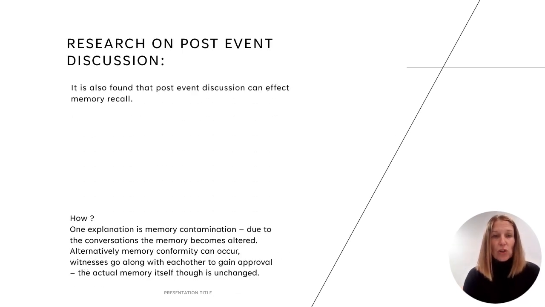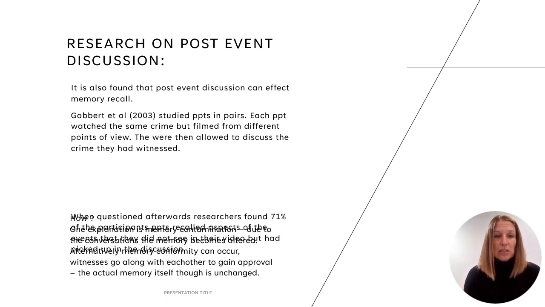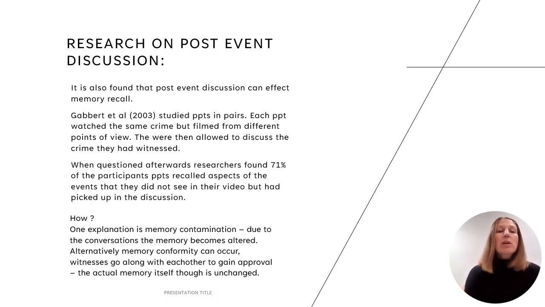So there is research on post-event discussion, which is in the title. So after participants have seen an incident, there's been research to show that actually when they talk about it with their friends or peers, that can alter their memory. So Gabbert in 2003 studied participants in pairs. Each participant watched the same crime but filmed from different points of view. They were then allowed to discuss the crime that they had witnessed. When questioned afterwards, researchers found 71% of the participants recalled aspects of the events that they did not see in their video but had picked up in the discussion.